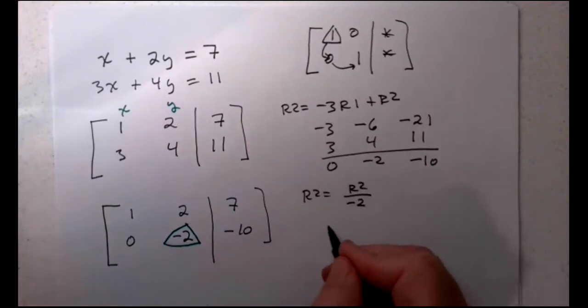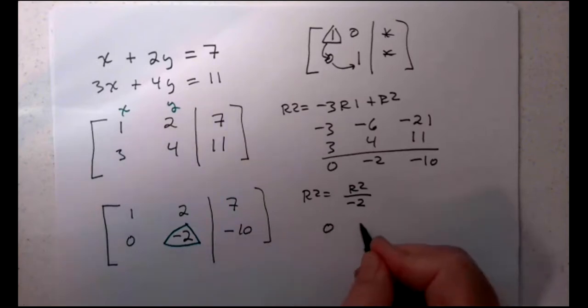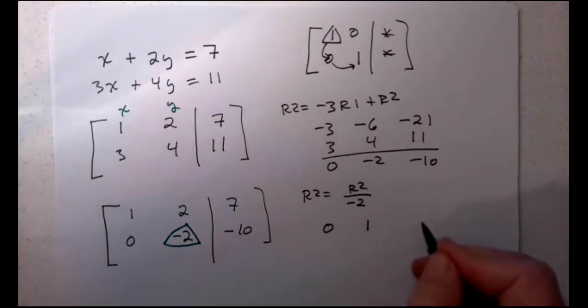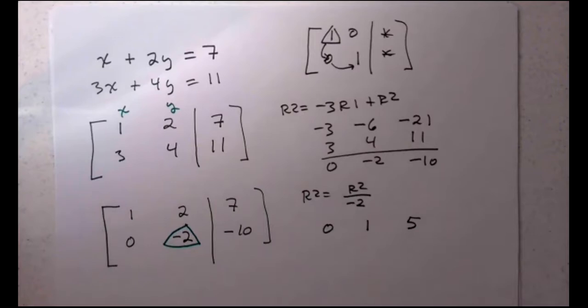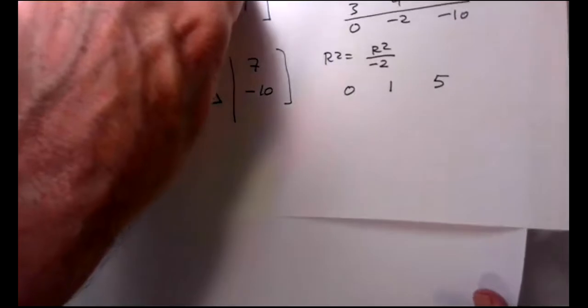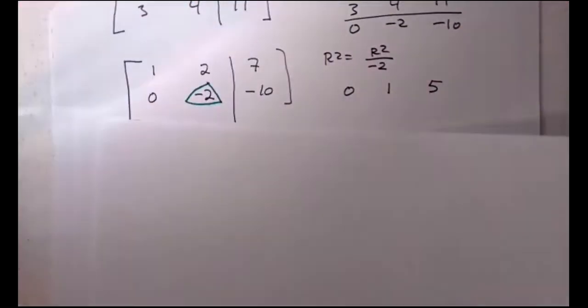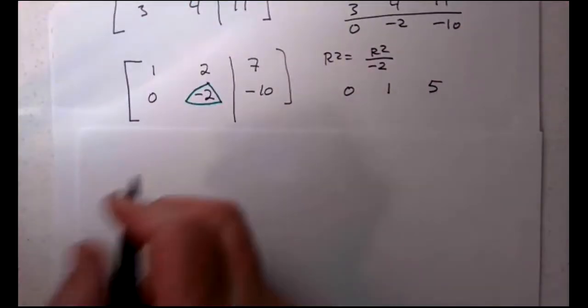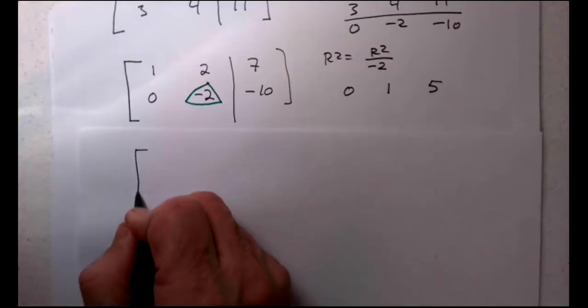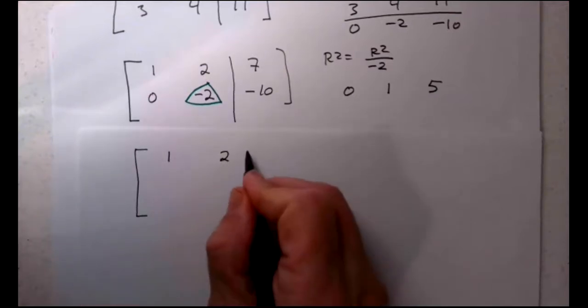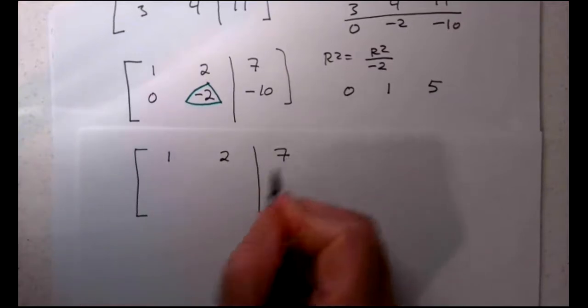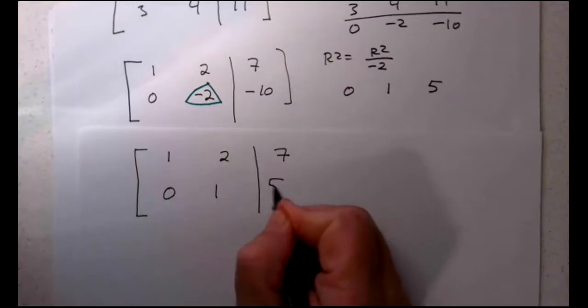0 divided by negative 2 is 0. Negative 2 divided by negative 2 is 1. Negative 10 divided by negative 2 is 5. So my equation has become the following. So we had this in our last version. My new row 2 is now 0, 1, 5. So what do we have? Row 1 is still 1, 2, 7, and row 2 is now 0, 1, 5.